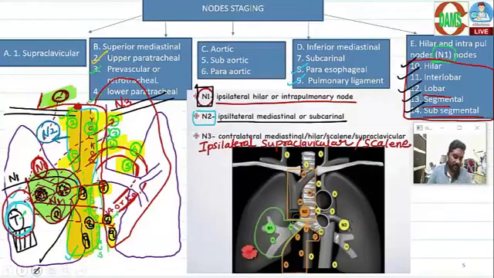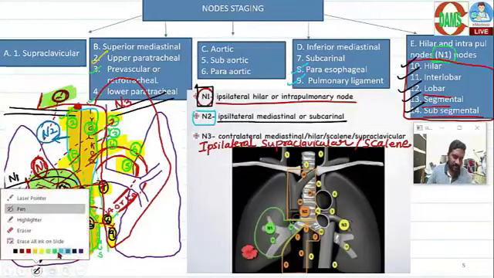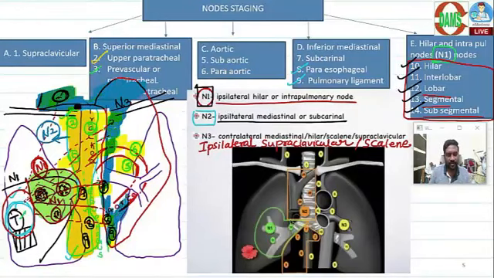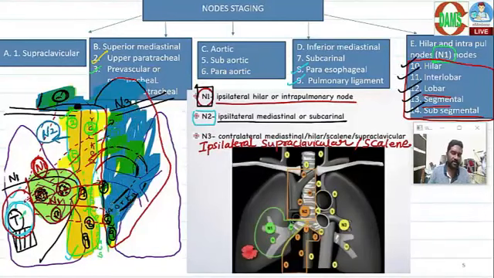Whereas N3: same side scalene or supraclavicular. Along with that, opposite side, any lymph node can be involved. So that is N3. For your exam, you should know only this.